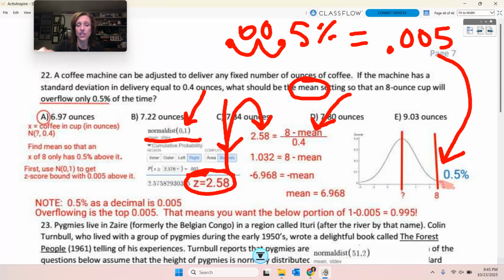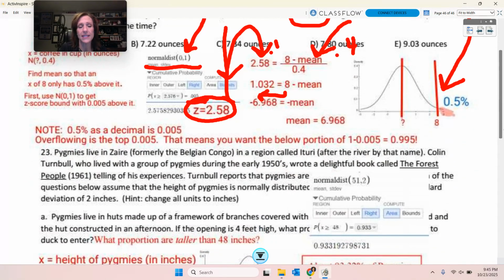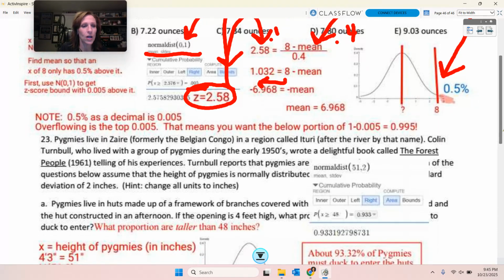The math to solve for that mean is to multiply both sides by the 0.4, and then subtract that 8 over to the left. Then I have a negative value equals the negative mean. Multiplying through by the negative gives me the positive 6.968, or 6.97. Again, love that one. 6.97 for the mean.